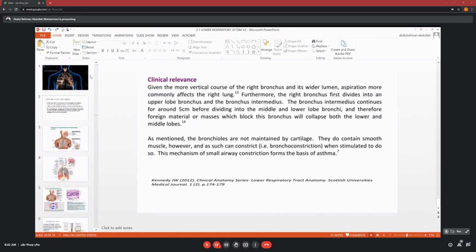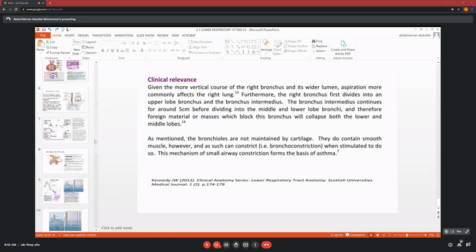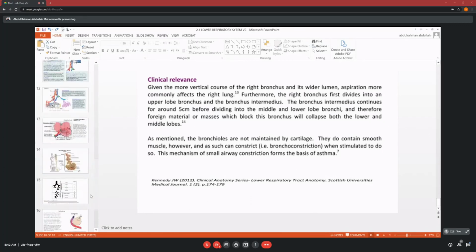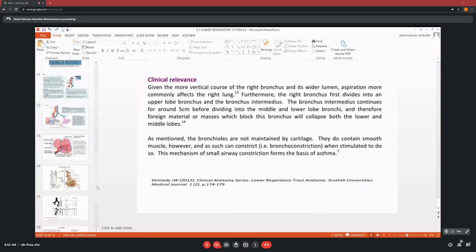So this is about this lecture today. It was a kind of revision about the anatomy and histology of the respiratory system.